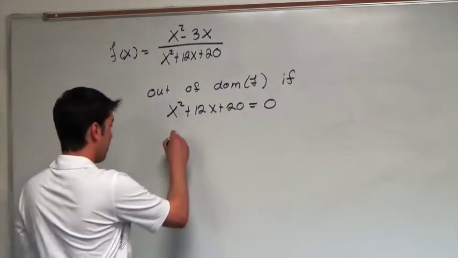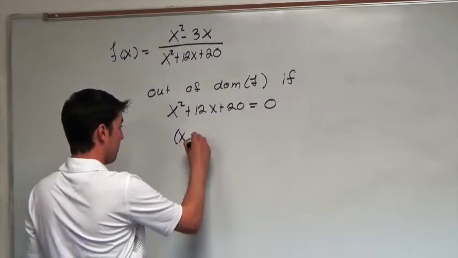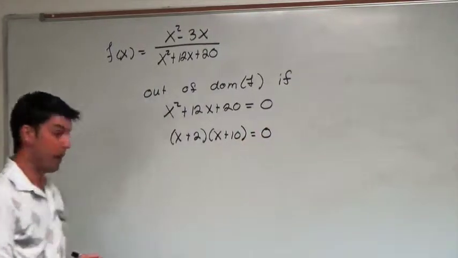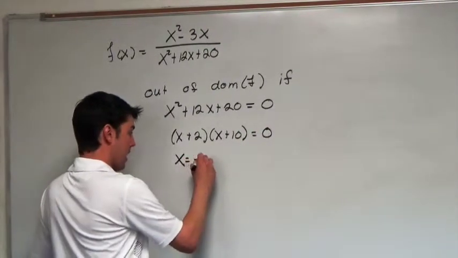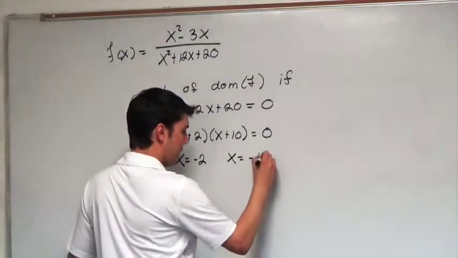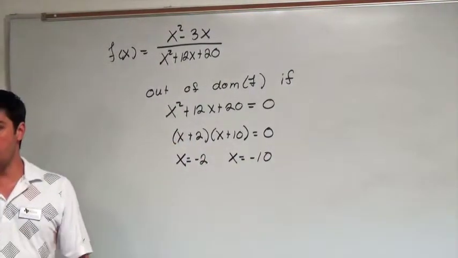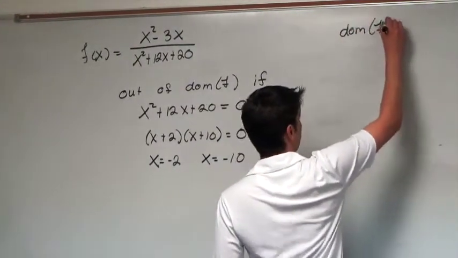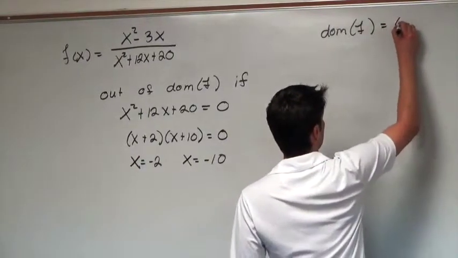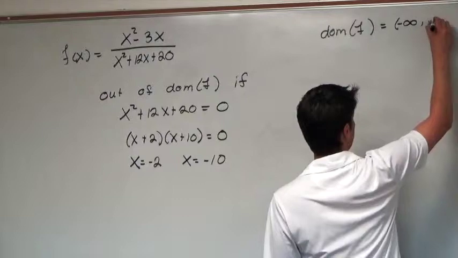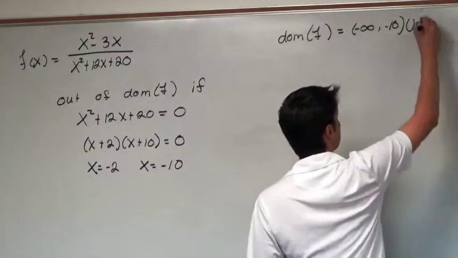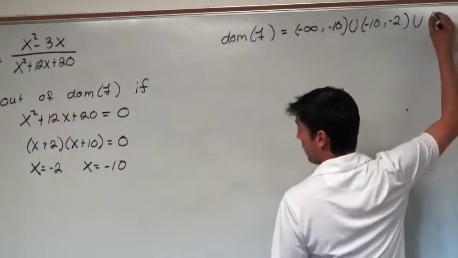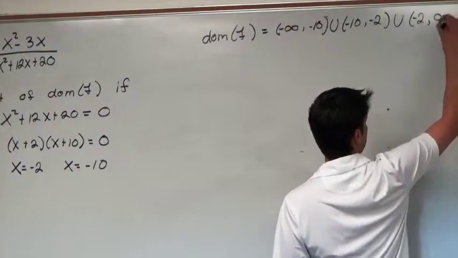Factor the quadratic. And we get x equals -2 and x equals -10. So these are the values of x that are not in the domain. That means that the domain will be all other values. So from negative infinity to -10, union, -10 to -2, union, -2 to infinity.